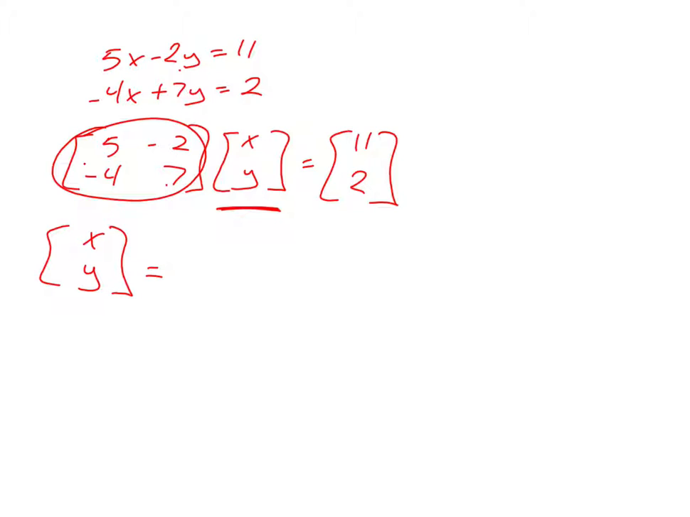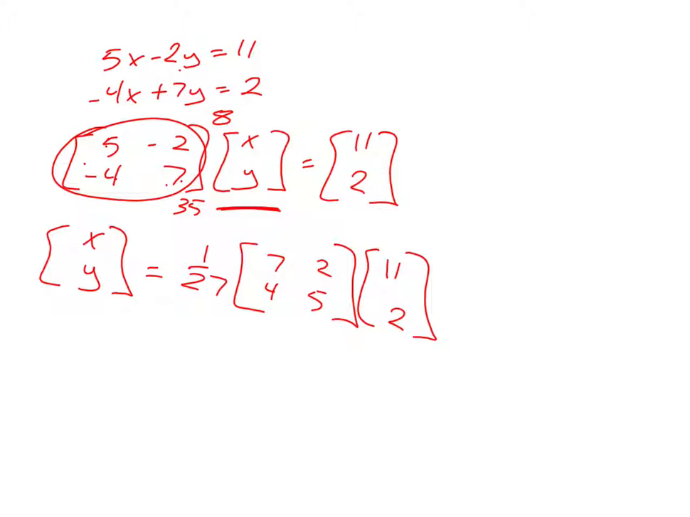What's the first step in finding the inverse? Find the determinant. Good. So 5 times 7 is 35, negative 4 times negative 2 is 8, and what do I do with those numbers? Subtract. What do I get? 27. What do I do with 27? Put it underneath 1. Okay, switch the 5 and the 7. Change the signs of the other 2. Alright, so what I have represented right here is the inverse of that matrix.